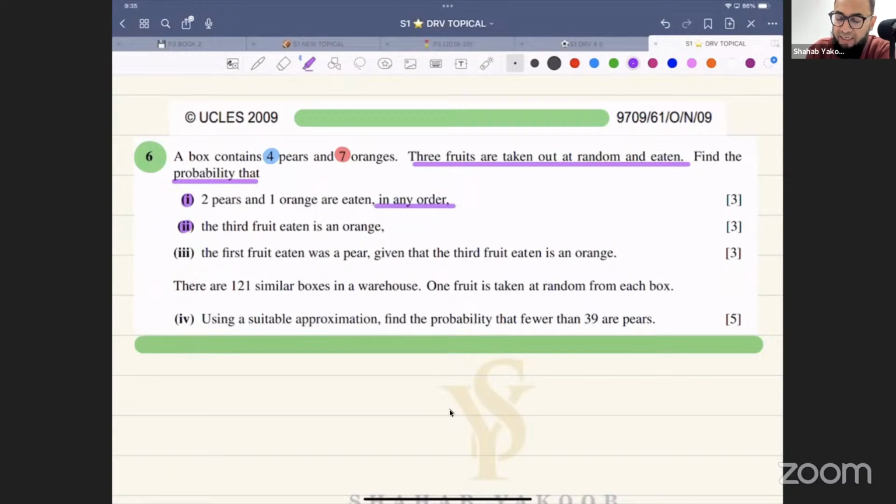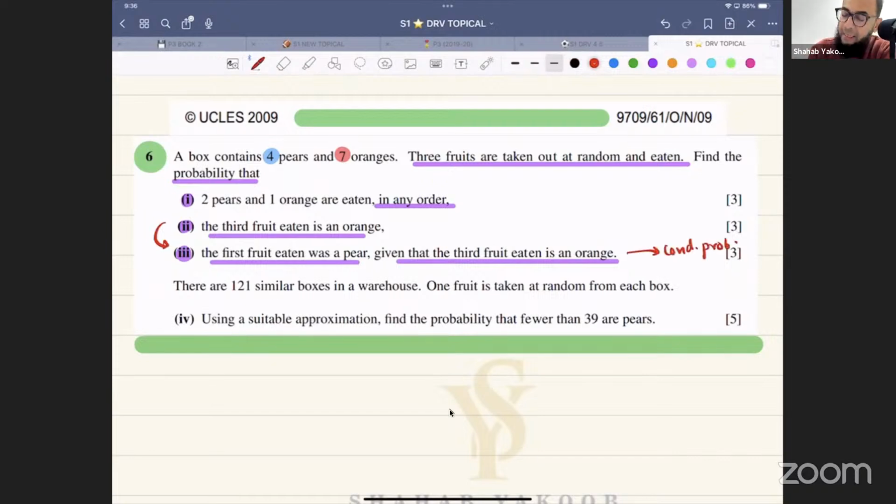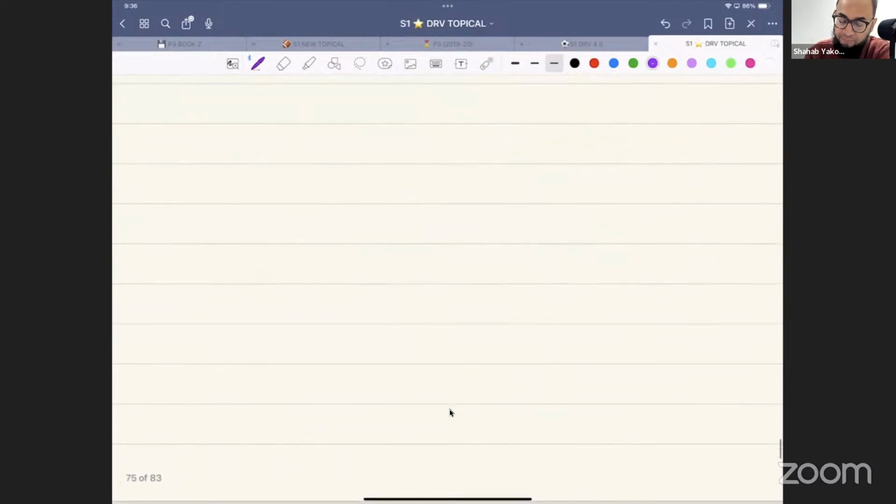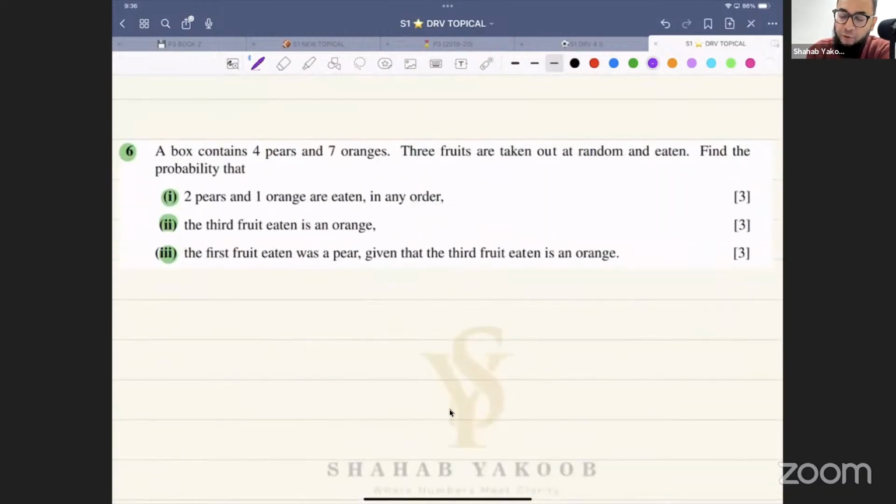The third fruit eaten is an orange. The first fruit eaten was a pear, given that the third fruit eaten is an orange. So naturally, these 2 are connected, and this is conditional probability. Since we are not doing normal distribution, I'm slashing this part out. So basically we are working till this thing, 3 marks, 3 marks, 3 marks, that's 9 marks. This is 2009 variant 61, question number 6.